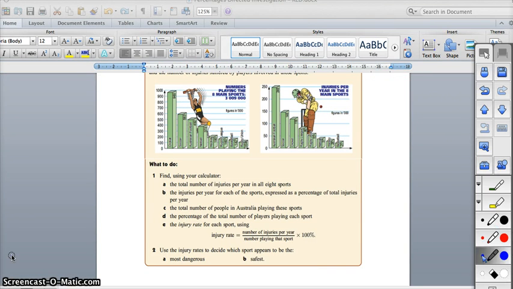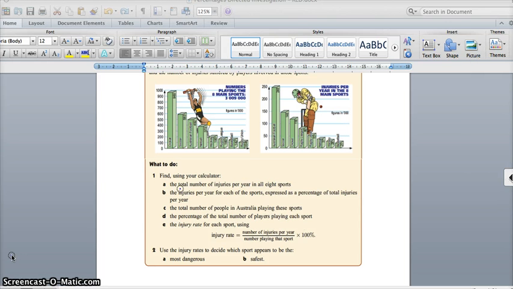I don't like using red. In this first question here, find the total number of injuries per year in all 8 sports. Australian football. How many injuries in the year? 240. How many injuries? 246,000 injuries. Very good. Okay. What would be the next thing that we would do?